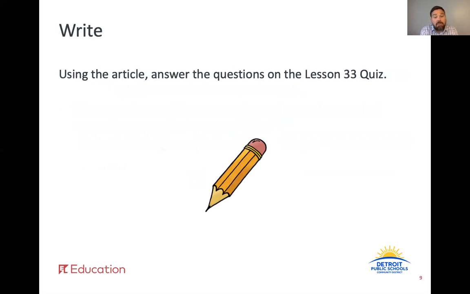Please take out your lesson number 33 quiz. Using the article, Locavores and the Local Food Movement, answer the questions on the lesson number 33 quiz. Go ahead and pause the video while you complete this work.